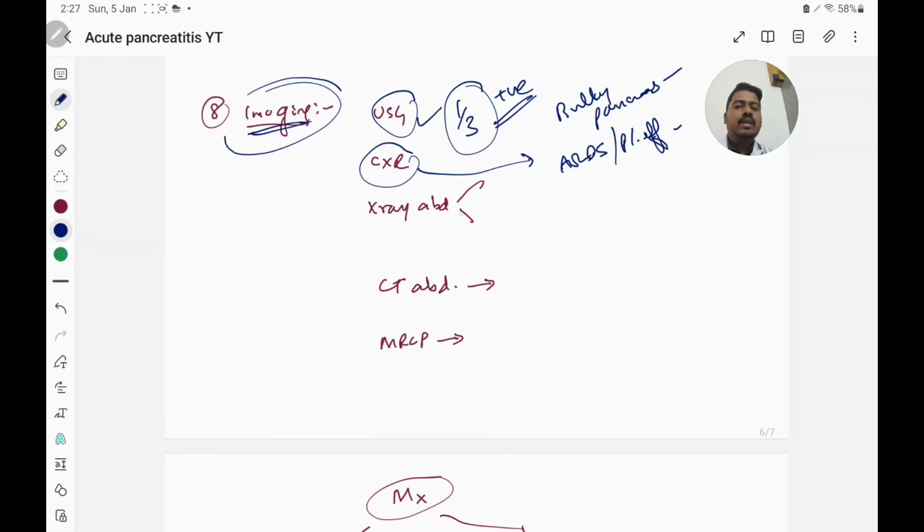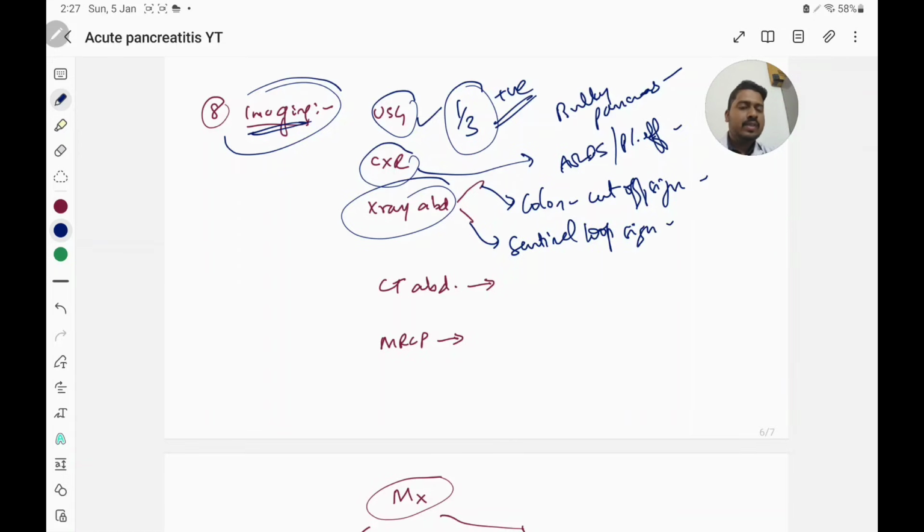Third is X-ray abdomen. In X-ray abdomen you'll get 2 signs in pancreatitis. They are very common in adults, but in pediatric patients it is very difficult to differentiate. One is the colon cutoff sign, and another is the sentinel loop sign. This is important for the NEET PG exam, where this question is asked in surgery.